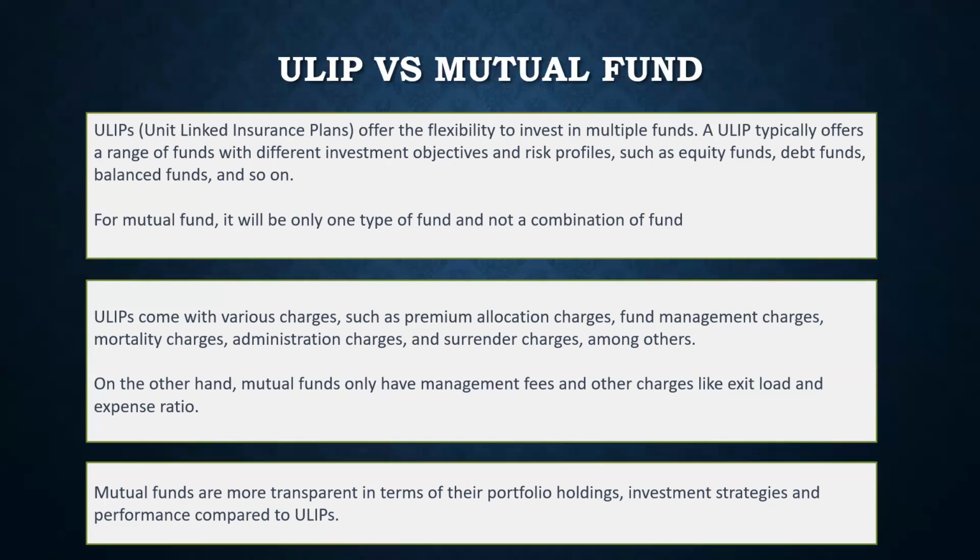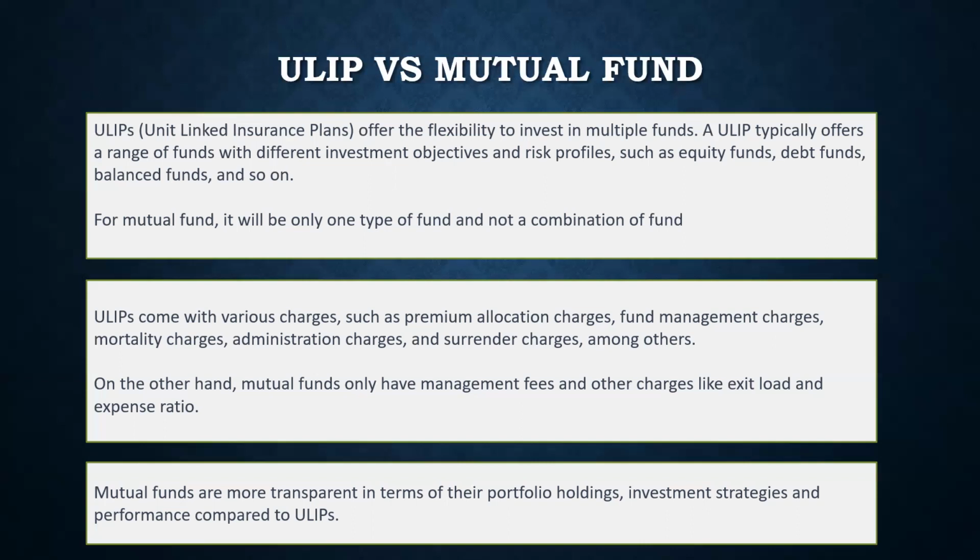So ULIP comes with various charges, as I mentioned: premium allocation charges, fund management charges, mortality charges. Now this mortality charge is special for ULIP. It is not charged in mutual fund. Administration charges, surrender charges, right? So all these, especially the mortality charges, are special for ULIP. There is a very limited number of charges in mutual fund. So ULIPs are charged a lot more because they have an insurance component, right?